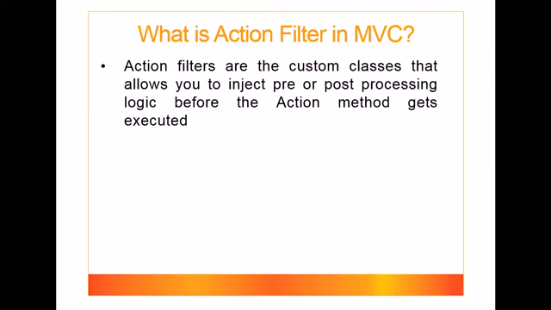Say something wrong happened, and an error has occurred in a particular action method. For this, you want to display a friendly error page. So what you can do is use the handle error action filter, so that whenever an error occurs, it will show a friendly error page to the users. So this is what action filters in MVC are.